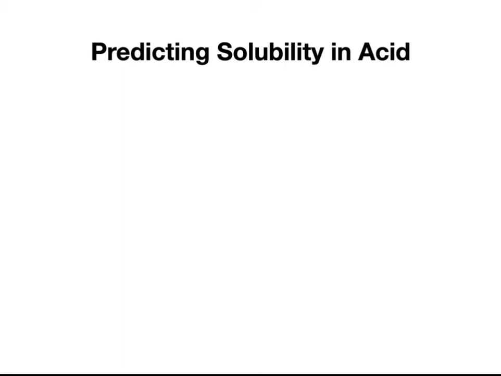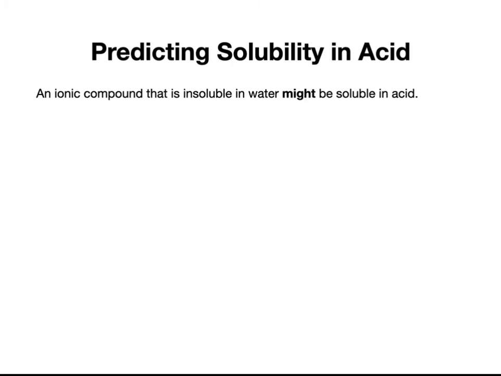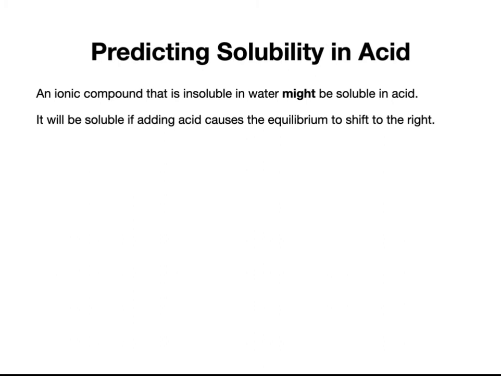All right, class, in this video we're going to be looking at predicting the solubility of a salt in acid. An ionic compound that is insoluble in water might be soluble in acid. It will be soluble if adding acid causes the equilibrium to shift to the right.